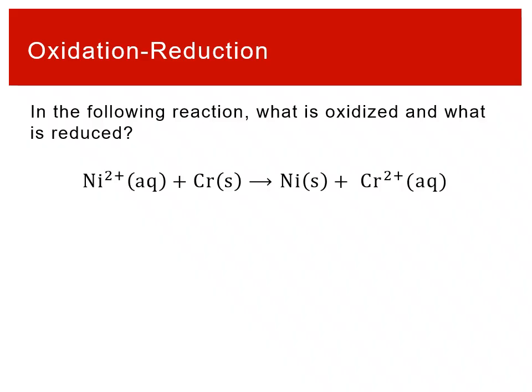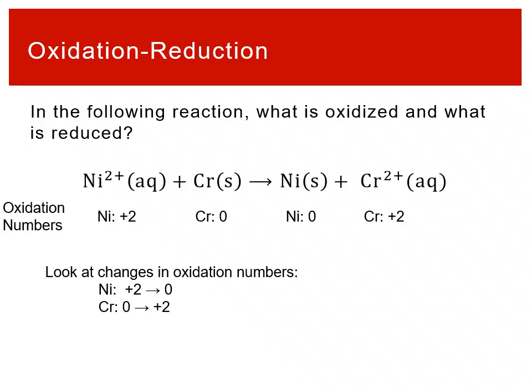And so the process there is always going to be, I'm always going to start by assigning oxidation numbers. And so in the case of this, I only have ions or neutral species. So my oxidation numbers are going to follow directly from the charge, right? Nickel 2 plus has an oxidation number of +2. Chromium solid is elemental, so it has an oxidation number of 0.